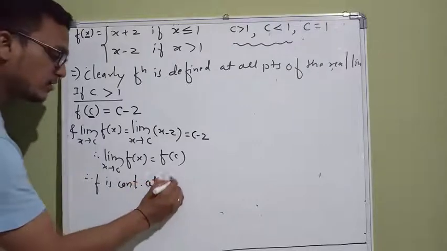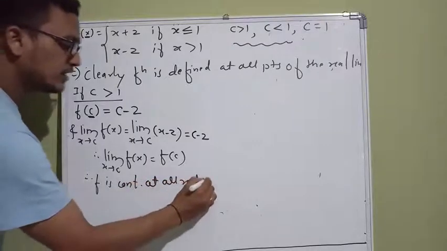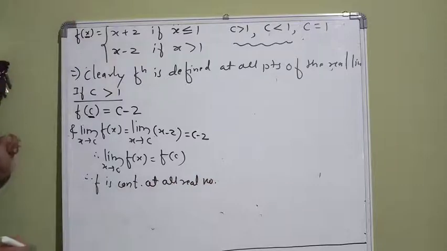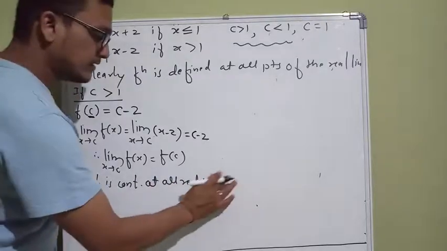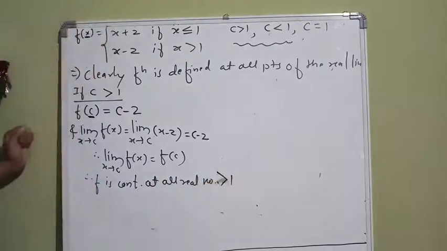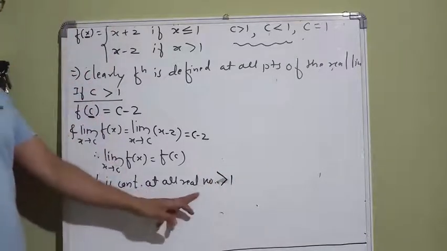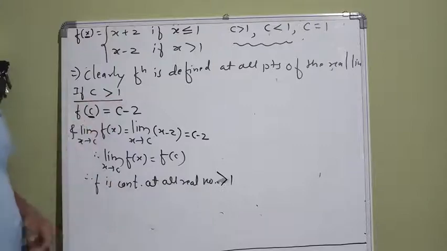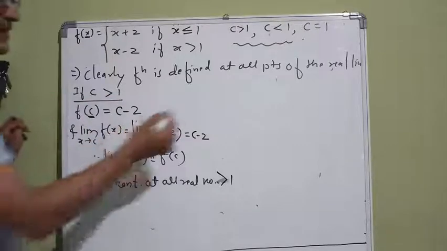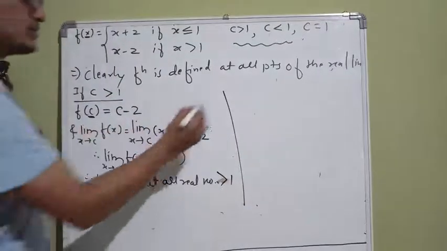at all real numbers greater than 1. Okay, so this function is continuous at all the real numbers greater than 1. Okay, this is the first case. I will do the second case also.